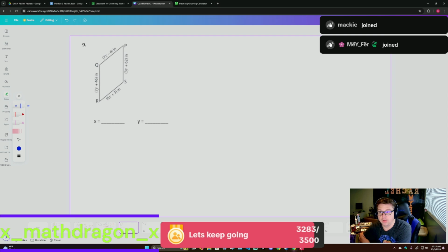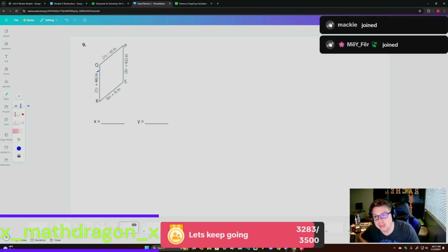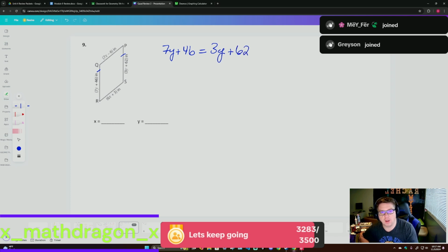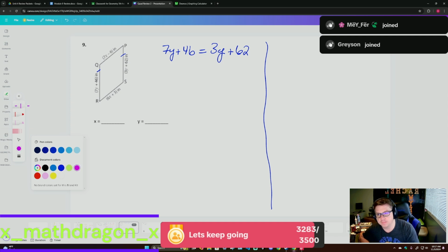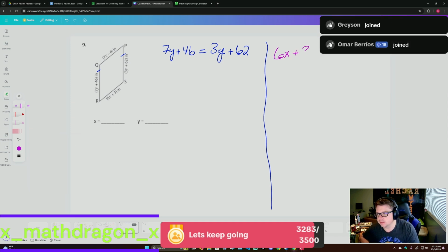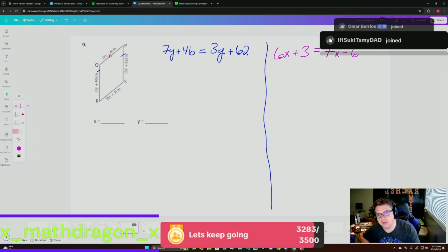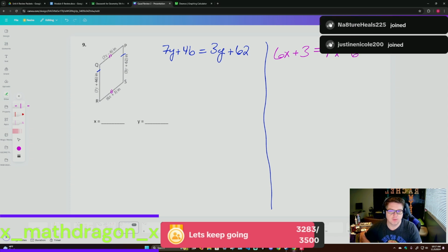All right. Same thing. So we have, once again, a parallelogram. Set these opposite sides equal to each other. So I have 7y plus 46 equals 3y plus 62. Notice how the y's are sticking together. And then the other side, 6x plus 3 equals 7x minus 6. The x's are sticking together here and here. Okay, so solve these out.